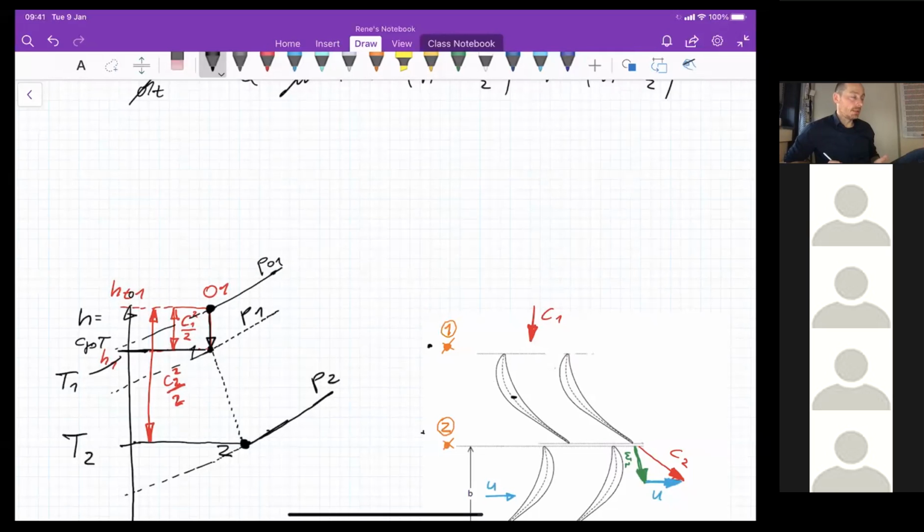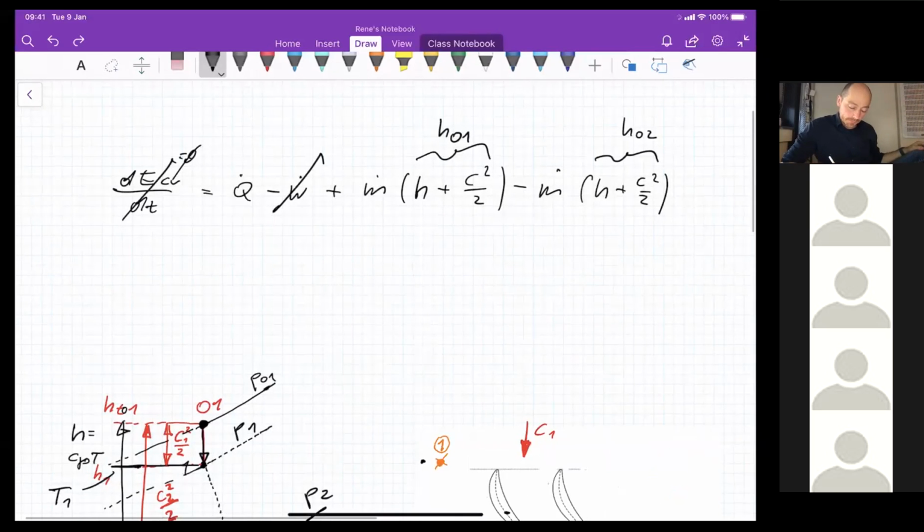Cooling would mean a decrease of entropy in this case. And if you get to the same pressure ratio, then you will end up actually somewhere here at this point, okay, without going too much into detail. But let's assume that there's no heat transfer across the stator with the environment. Then Q is also 0.